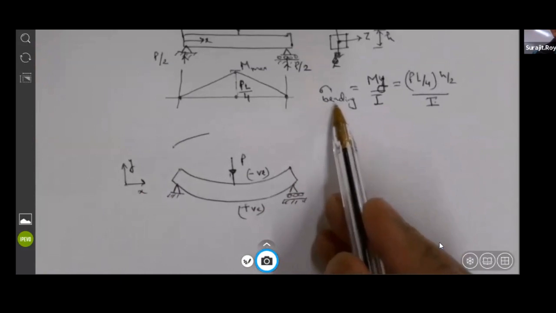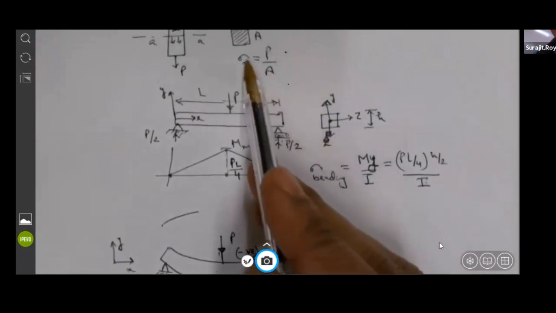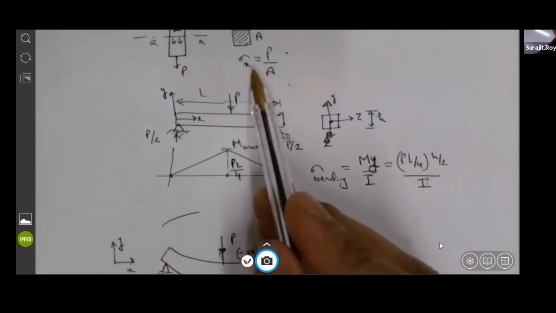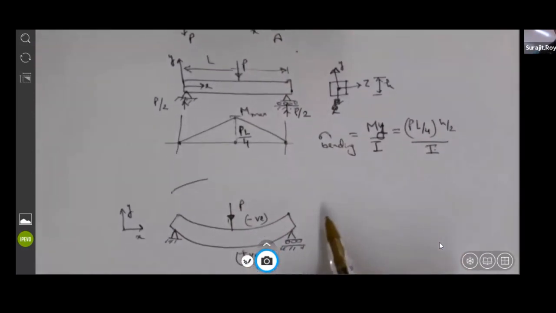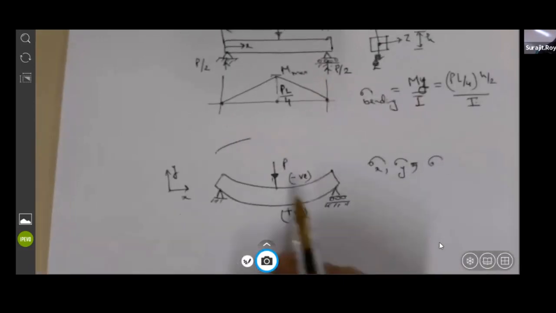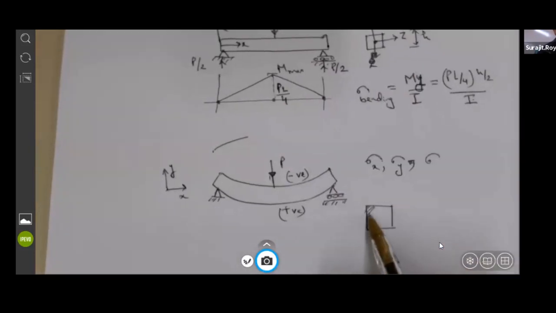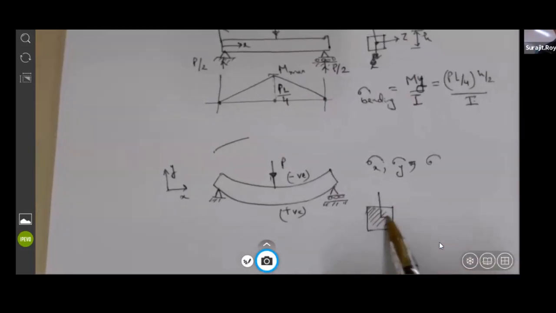So what would be the subscripts for this sigma? For this uniaxial case, since the stresses are all acting in the x direction, I represent it by sigma x. So what should I say here? Is it sigma? But this cross section is given by this, which is, again, I'm drawing it here. The cross section of this beam is given by this.